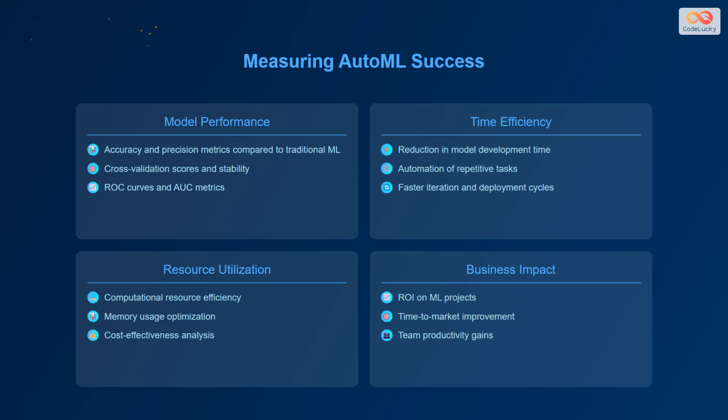Consider the automation of repetitive tasks and faster iteration and deployment cycles. Third, examine resource utilization, focusing on computational resource efficiency, memory usage optimization, and cost-effectiveness analysis. Finally, measure business impact by evaluating the return on investment or ROI on machine learning projects, time to market improvement, and team productivity gains.